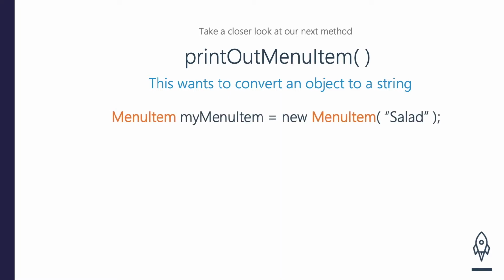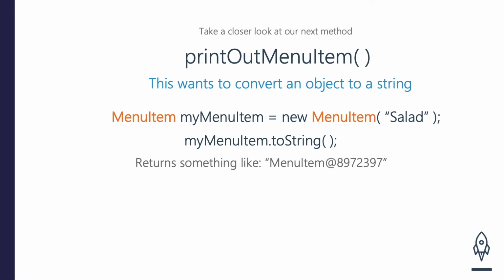If we created a menu item here called myMenuItem, and we just set its name to salad, to convert this to a string, or convert any object to a string, you might be inclined to do the .toString method. .toString converts any object into its string representation. So in this case, if we were to look at what this returns, it would look something like this: MenuItem@ with a bunch of numbers behind it, which isn't the most human readable thing we've ever seen.